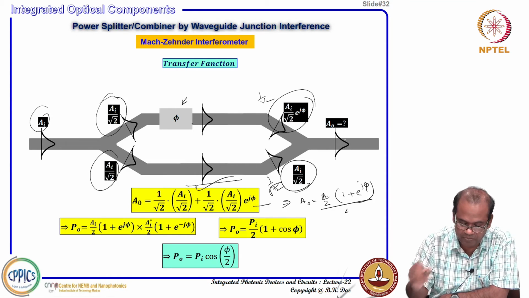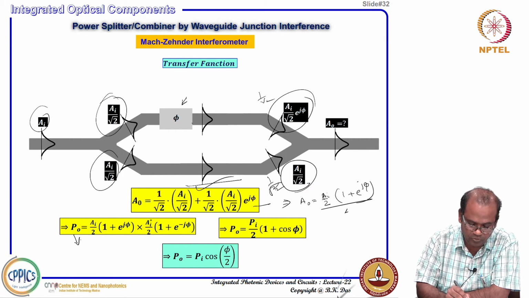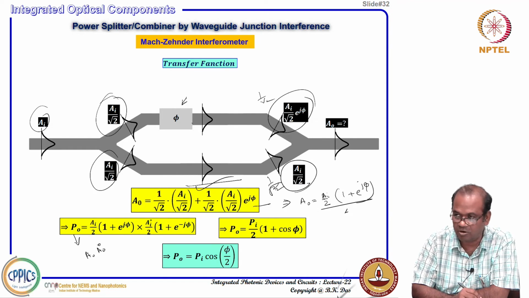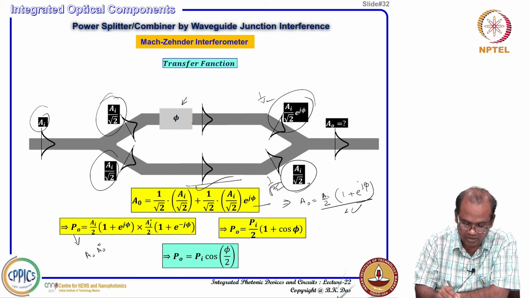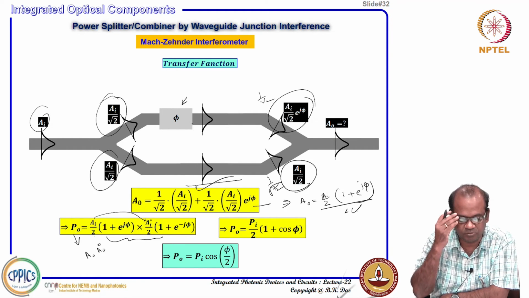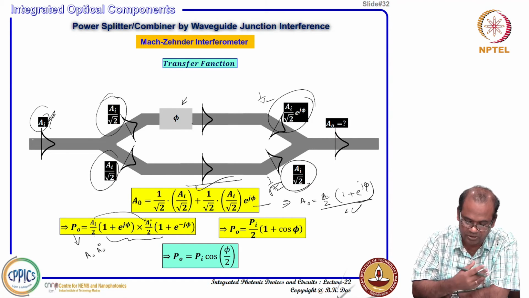Now, if I want to see the power, what is the power here? P output will be A output times A output star, the complex conjugate. This is complex now. If you multiply the complex conjugate, you get this one: A_i by 2 times (1 plus e to the power j phi), times A_i star, that complex conjugate. A_i can be complex also, maybe there is an initial phase, and we can represent that in complex form.